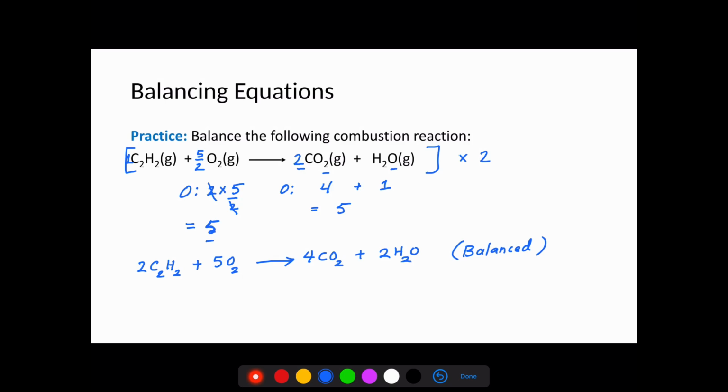Okay? And what does it tell me? It tells me the molar ratio. So it tells me that 2 moles of C2H2 will react with 5 moles of O2, and they will produce 4 moles of CO2 and 2 moles of H2O. Okay, this is the information given by the balanced chemical reaction. It gives me the molar ratio in which the chemical species react and are produced. Now we can use this information to do stoichiometry.